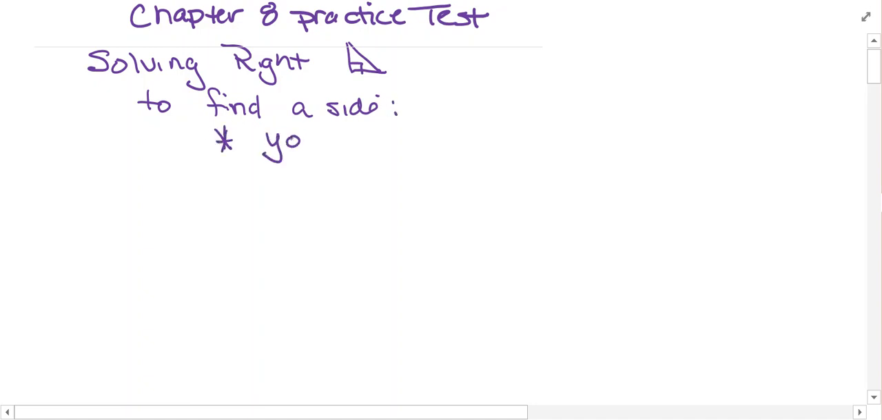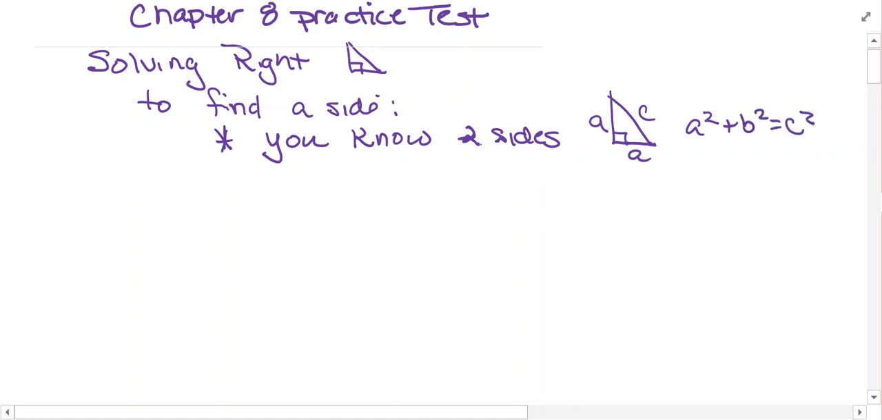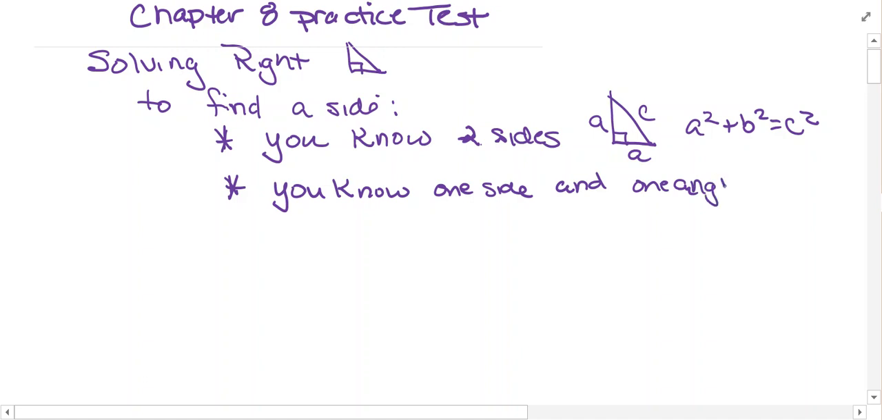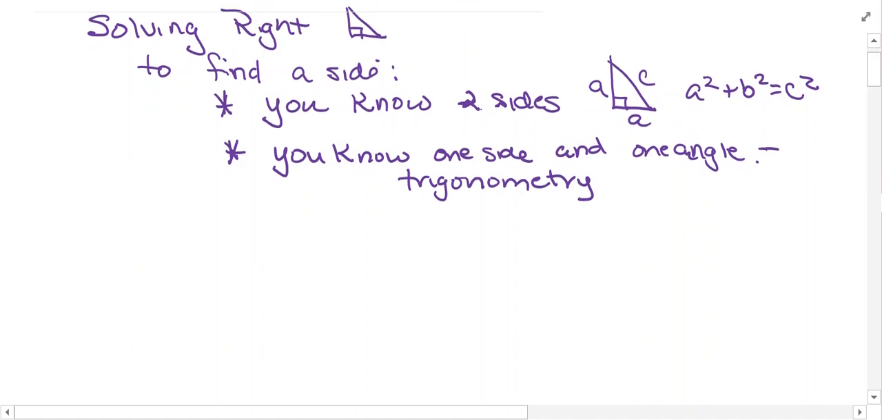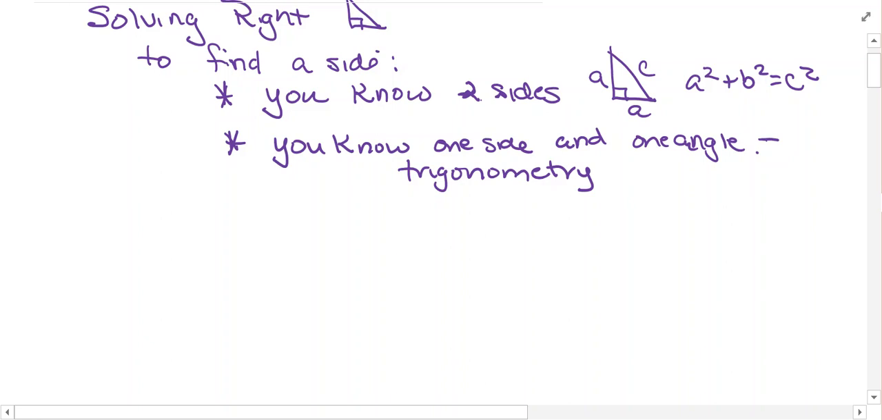first case is you have or you know two sides. Then you're going to use the Pythagorean theorem, which is the a squared plus b squared equals c squared. The other case is you know one side and one angle. In that case, you're going to use trigonometry. And you'll need to determine which you're going to use, sine, cosine, or tangent, depending on whether you have the opposite, the hypotenuse, or the adjacent.